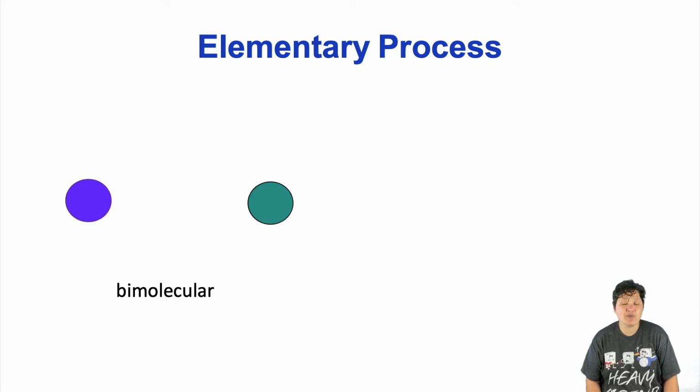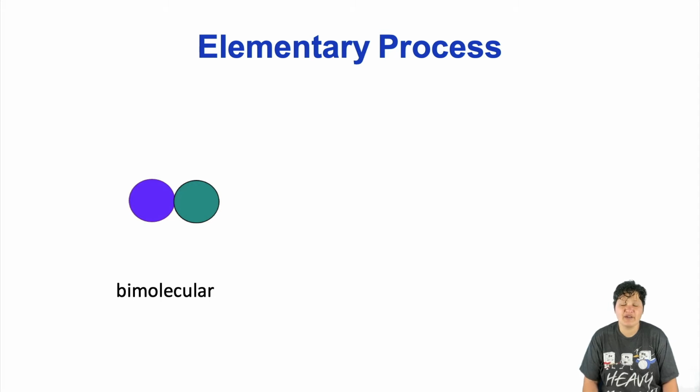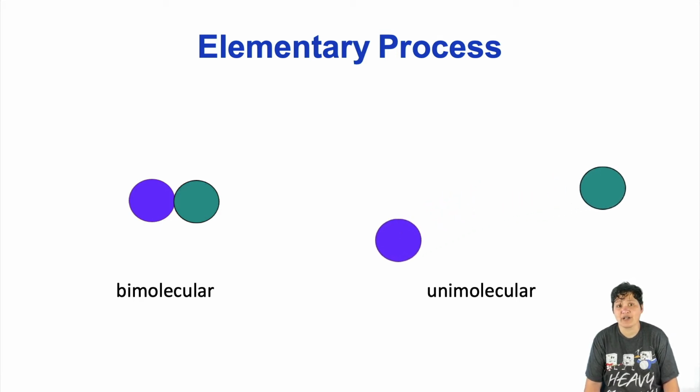If an elementary process has 2 reactants, what we call a bimolecular process, what is happening is that the 2 reactants are colliding to form new molecules. If there's only 1 reactant in our elementary process, what we have is a unimolecular process where the single reactant is going to break apart.